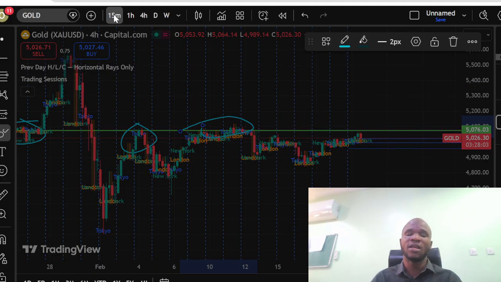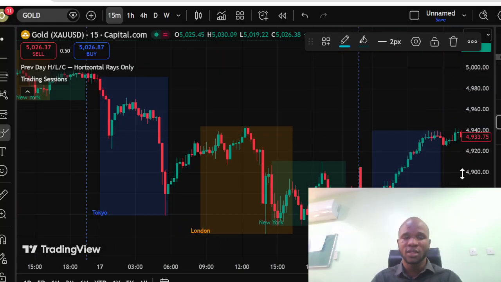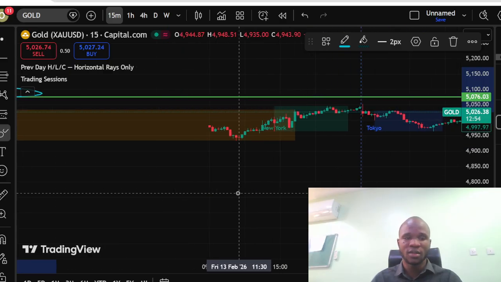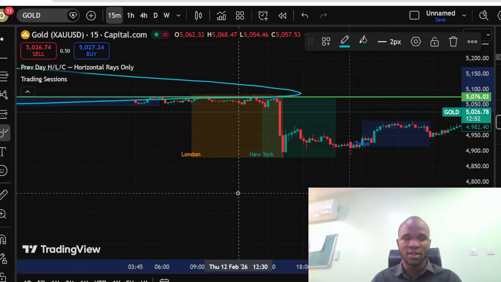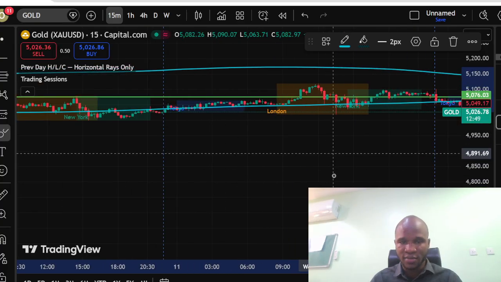Let's go to the 15 minute. Let's see what I'm seeing in the lower time frame. So this is it. This is the 15 minutes time frame. Let's look at it. So you can see here.